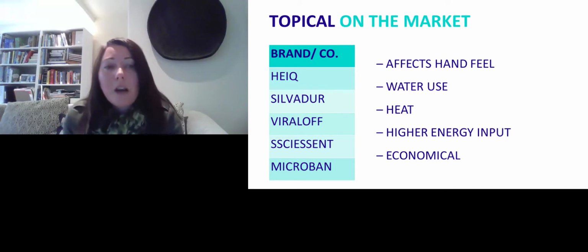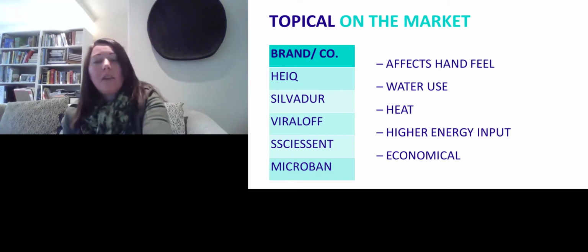Also, when you're applying topical finishes, you're going to have high water use, heat, and energy that you're going to need to input into that process. Definitely, it's the more economical, but it also is not the longer lasting and not going to give you the high quality performance that you need.